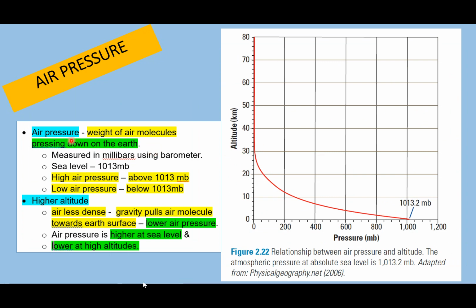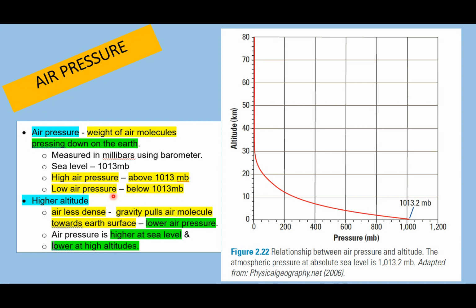So what is air pressure actually? Air pressure is the weight of air molecules pressing down on the earth. It is measured in millibars using a barometer. At sea level, the air pressure is 1013 millibar. If the air pressure is above 1013 millibar, the place is considered as high air pressure. If the air pressure is below 1013 millibar, then we shall call it low air pressure.